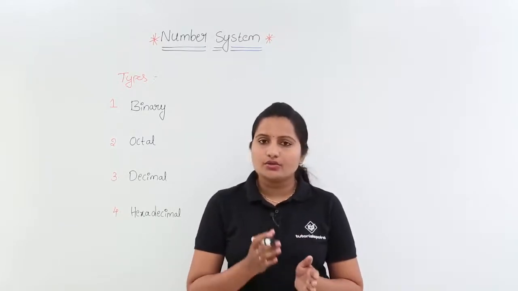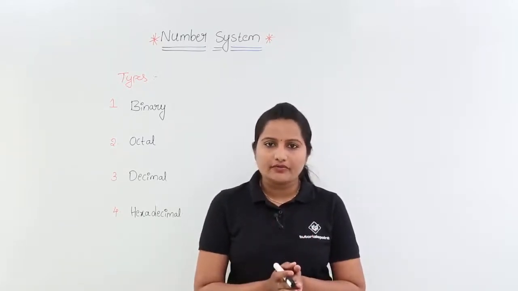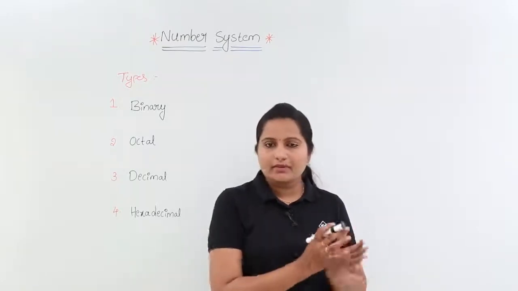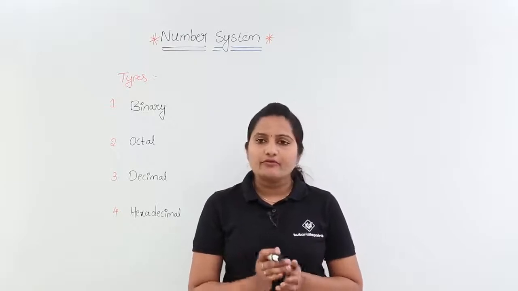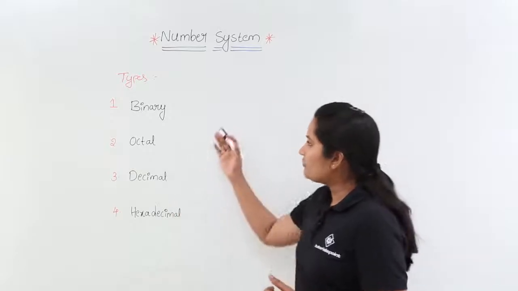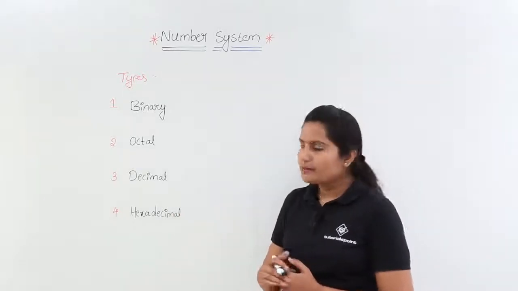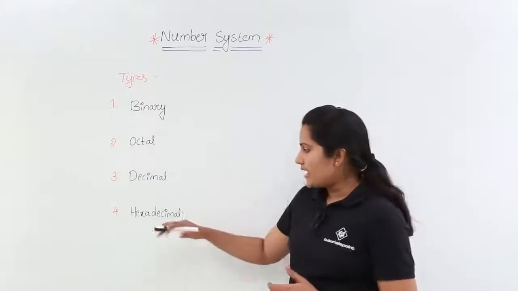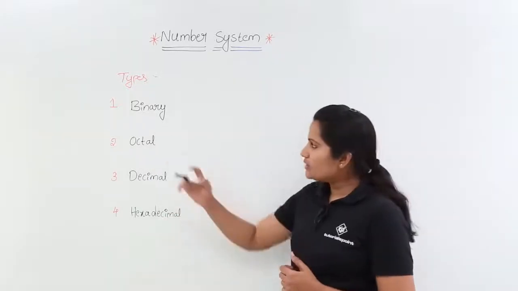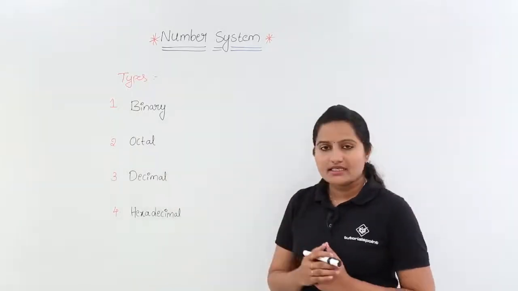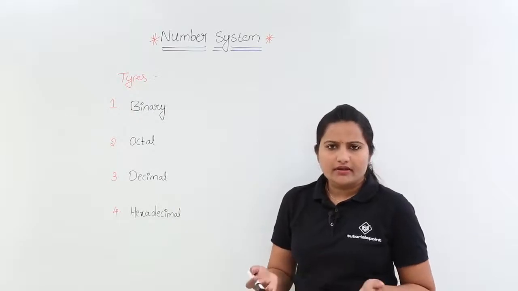So, to quantify, to define the magnitude of any quantity, we require some number system. We have 4 basic number systems that we use in different ways: binary number system, octal number system, decimal number system and hexadecimal number system. You know that binary is vastly used in data communication, and we use decimal manually, whatever we are using now. That is in decimal only.